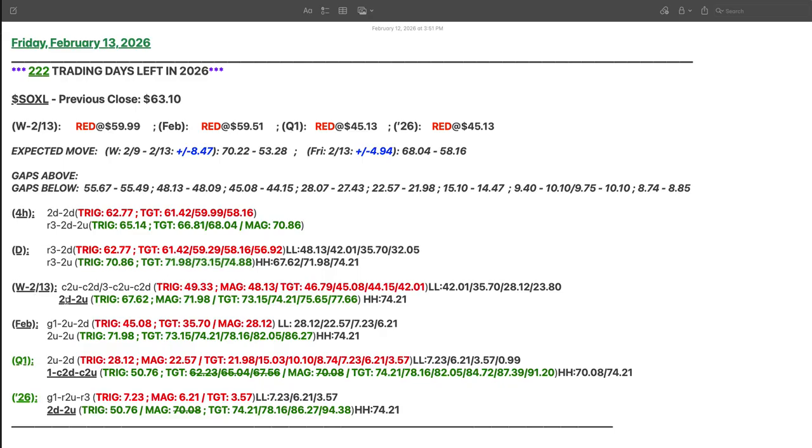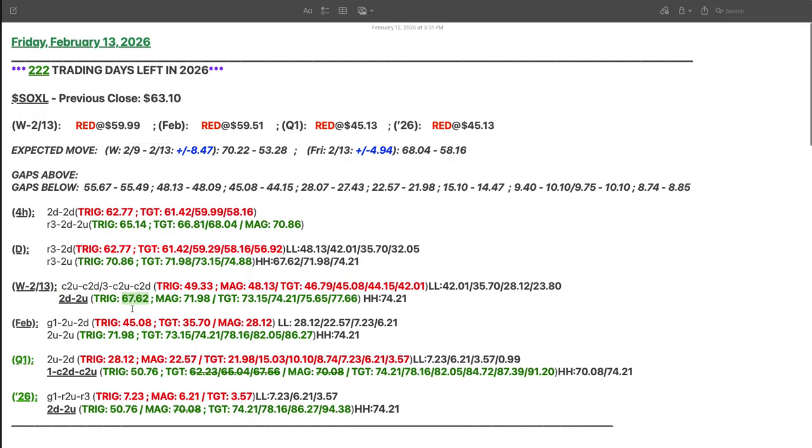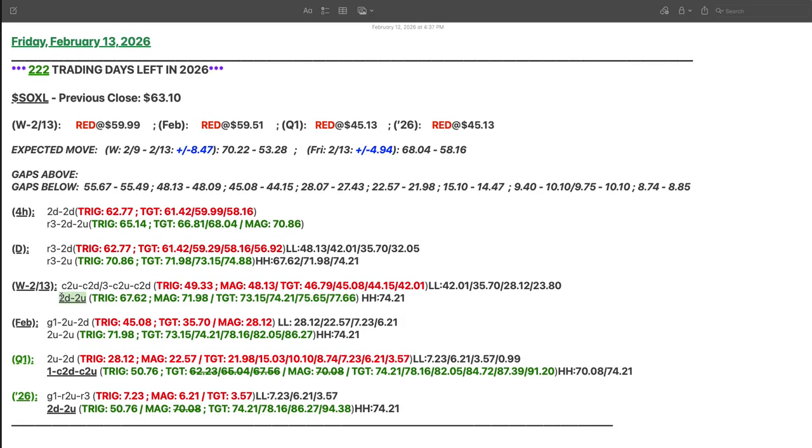Looking at the week, again, we went 2 up, locking in last week as a higher low, went above 67.62. We're back below that, so we're going to go ahead and unbold this. Remember, the underline means we've triggered it. The bold means it's in force. In force means we're either above the trigger if it's a trigger to the upside, or we're still below the trigger if it's to the downside.